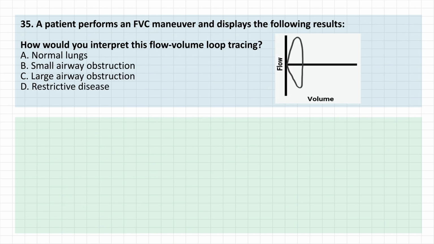35. A patient performs an FVC maneuver and displays the following results. How would you interpret this flow volume loop tracing? A. Normal lungs. B. Small airway obstruction. C. Large airway obstruction. D. Restrictive disease. The correct answer is D.